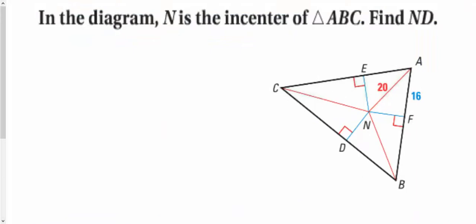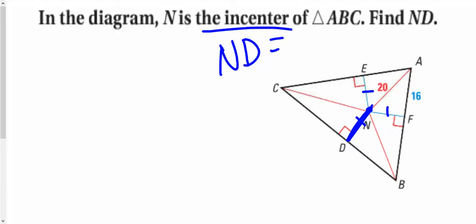Okay, so these are the types of problems that they're going to ask you. They're going to tell you that N is the incenter, or they're going to say that those are the angle bisectors. So what you need to know is that these three side lengths, or those three values, are the same. So if I can find one of them, I can find any of them. So it wants me to find ND. Well, ND is the same as NE, which is the same as NF. So you just have to find any of them.